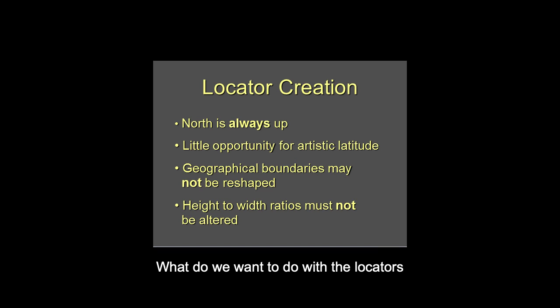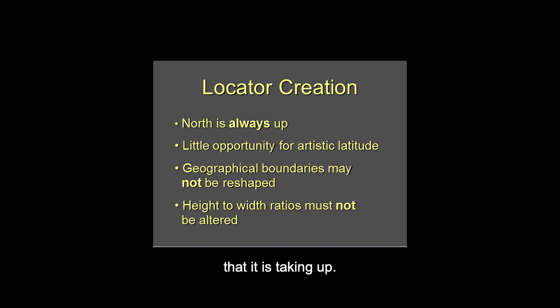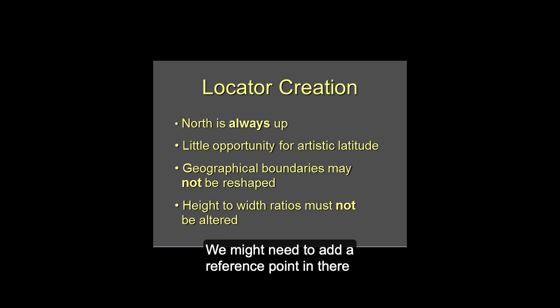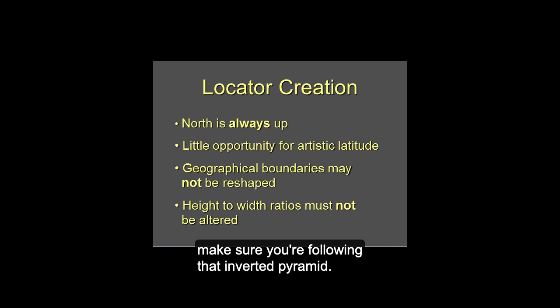So what do we do? What do we want to do with the locators as far as our locator information graphic map? We want to make sure that it justifies the space that it is taking up, and that it justifies or creates the attention. It highlights those key locations. We might need to add a reference point in there to establish a scale. Make sure you're following the inverted pyramid.